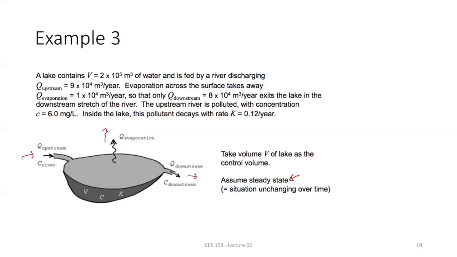The upstream river is polluted with a concentration of 6 milligrams per liter. So the only contaminant source here is the upstream. And inside the lake, the pollutant decays at a certain rate, given as 0.12 per year. What's that unit? We will learn that in this week's class, but at least know that the unit of the rate constant is 0.12 per year. That rate constant means dC/dt equals that rate constant times C. So the change in concentration over time is a function of K times C, the concentration in the reactor, which is the lake here.